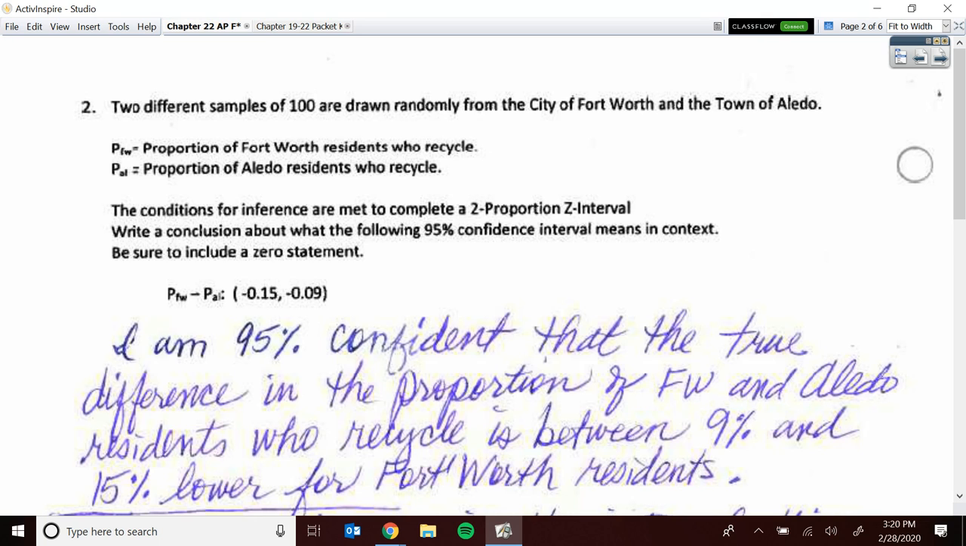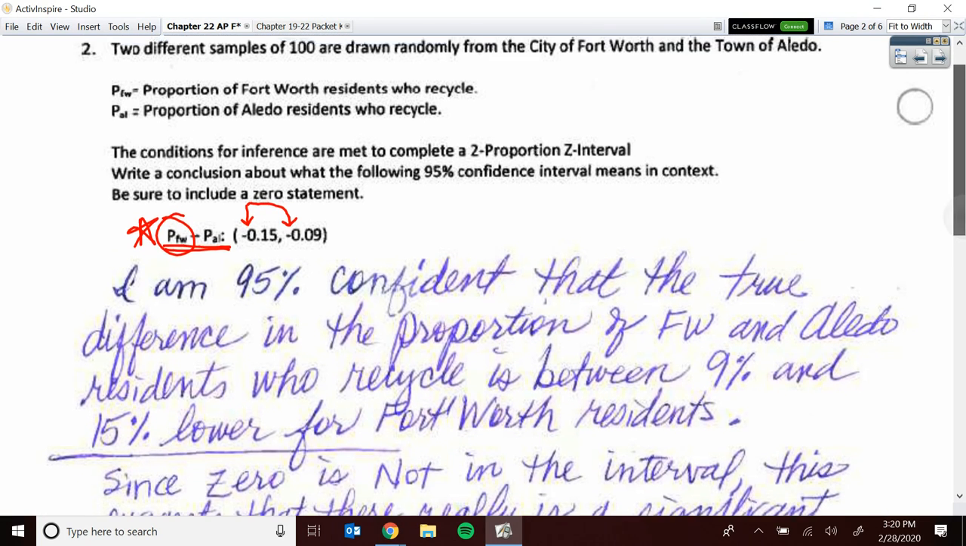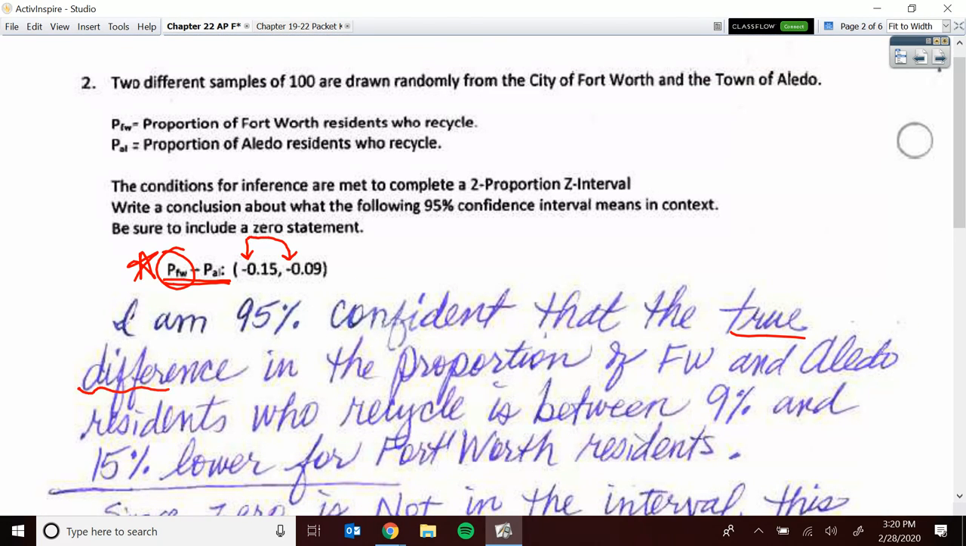So on this first one, I'm talking about the Fort Worth and Aledo residences who recycle. So remember how important it is that you include the direction in which you subtracted, because when I see there are negatives here, then I know the Fort Worth proportion was lower. So I am 95% confident that the true difference, these are not about the proportion. These are about the true difference between the proportion of Fort Worth and Aledo residences who recycle is between 9% and 15% lower for the Fort Worth residents.